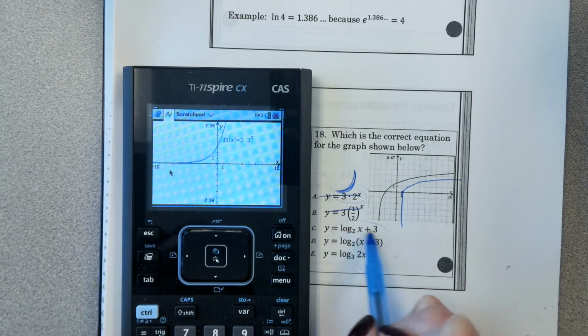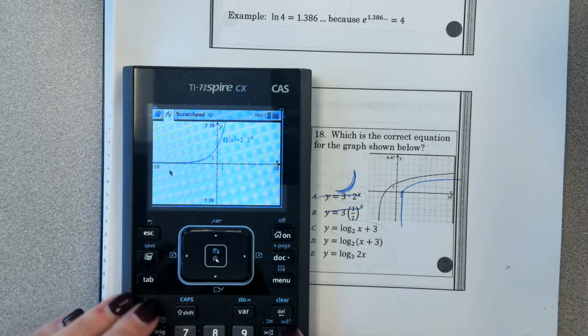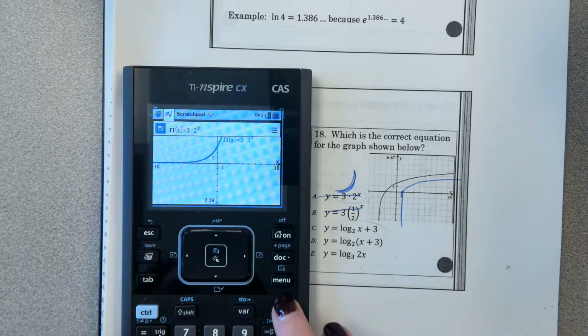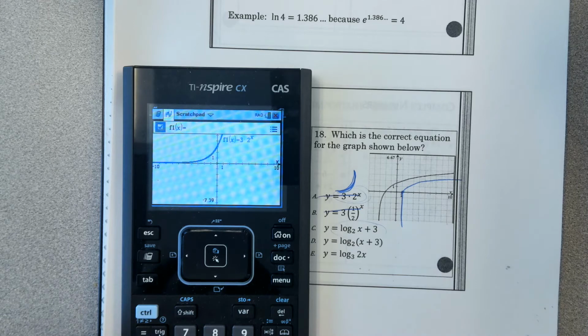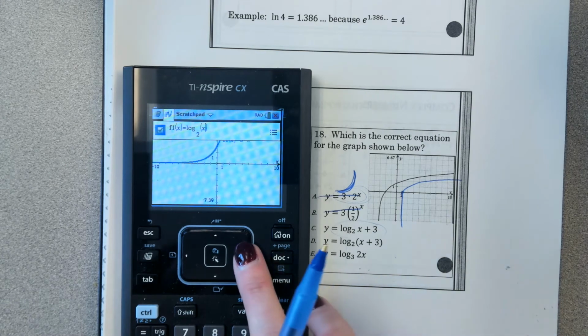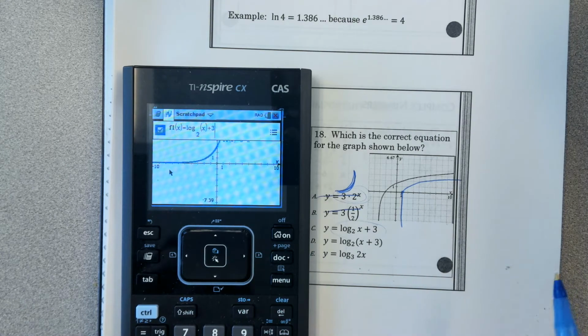So you could type this in your graph and see what happens. So we have log base 2 of x, and then this one is plus 3.